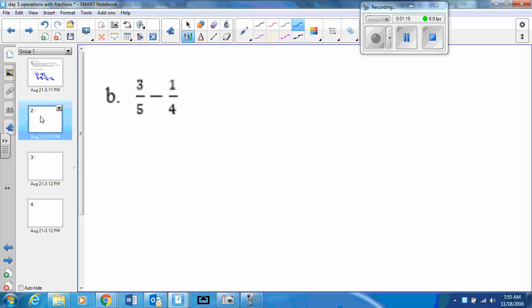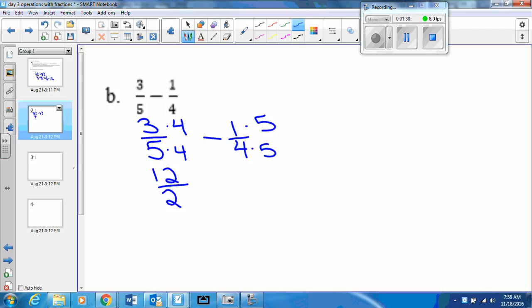For subtraction, it's a similar idea. We have to start by getting a common denominator. So 3/5 minus 1/4. Common denominator for 5 and 4 would be 20. So the first fraction, I'm going to multiply by 4s. And the second fraction, I'm going to multiply by 5s. So it becomes 12/20 minus 5/20.